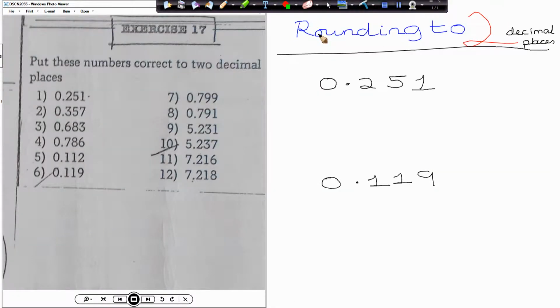Okay, folks, welcome back. Exercise 17. We are looking at question number 1 and question number 6.